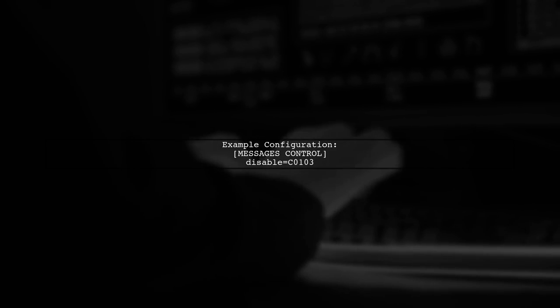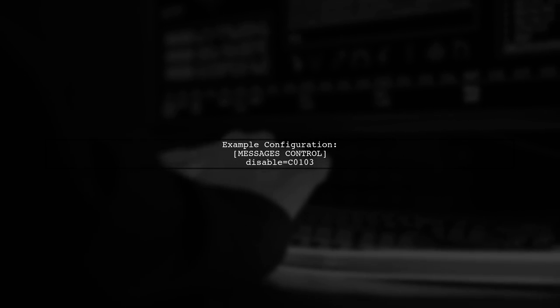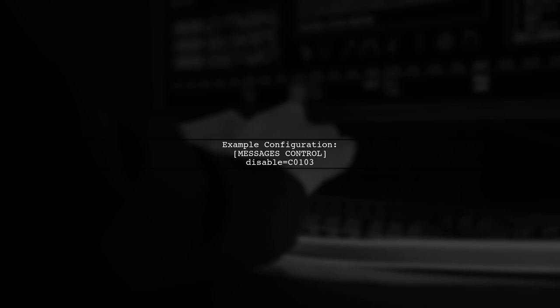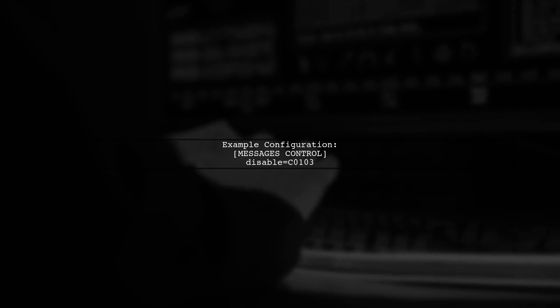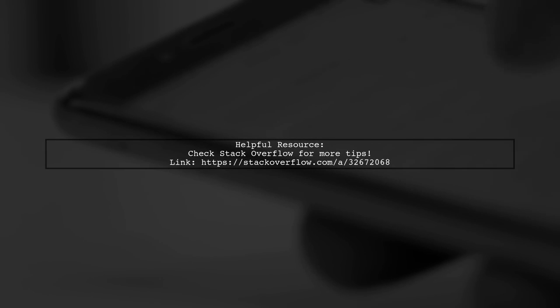In the .pylintrc file, under the section Messages Control, you can specify which warnings to disable. For example, to disable warning C0103, just add it to the disable list. For more detailed guidance, you can check out helpful resources like Stack Overflow.